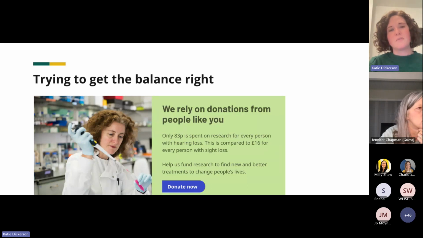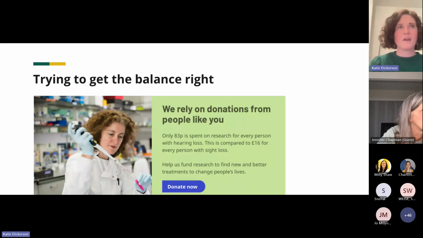And this was our attempt to get that balance right. So you've got a scientist here and some text that says, we rely on donations from people like you. Only 83p is spent on research for every person with hearing loss. This is compared to £16 for every person with sight loss. Help us fund research to find new and better treatments to change people's lives. Donate now. And we found that this donation ask, which was framed around funding for research, which is a positive thing, was less jarring than some of the other messaging we had tried.